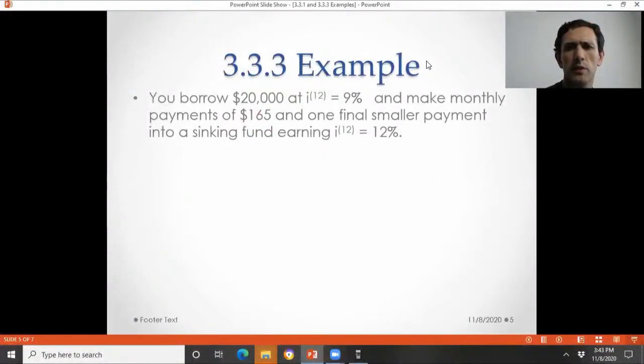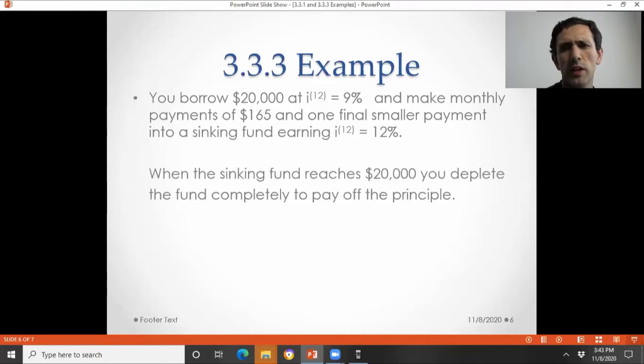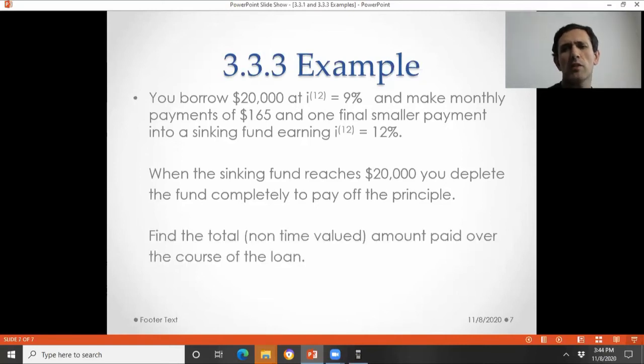All right, so what I'd like to do now is an example similar to 3.3.3, and just like the example we did, this is a slight variation on the sinking fund idea with constant payments. So here, you borrow $200,000 at I-12 is 9%, and you make monthly payments of $165 and one smaller final monthly payment into a sinking fund earning I-12 is 12%. When the sinking fund reaches $20,000, you deplete the fund completely to pay off the principal. Find the total amount paid over the course of the loan.